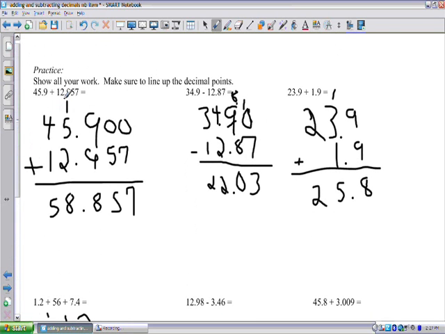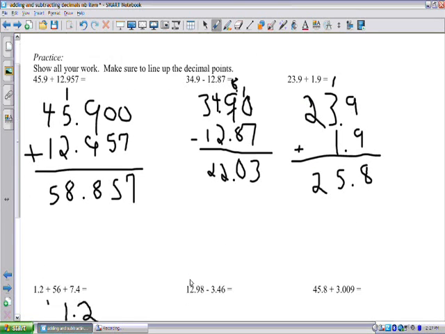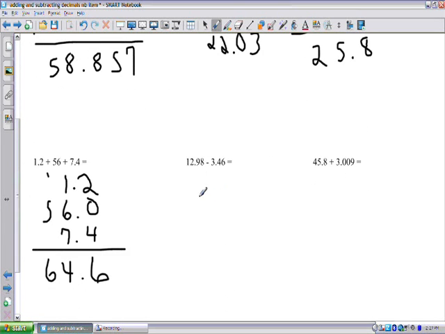Okay, if I looked at this, this is going to be 13 plus 46. That's 59, pretty close to that. This is 35 minus 13, 22, pretty close to it. 24 plus 2, 26, pretty close. Okay, estimation is a very, very good skill to have.